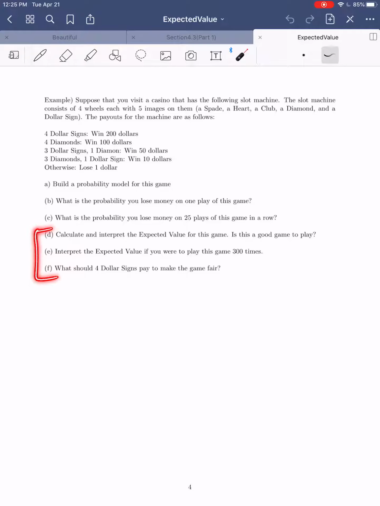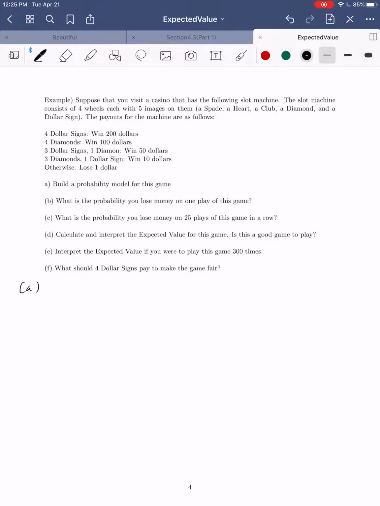Then in D, E, and F, we're going to turn to the expected value. We're going to calculate and interpret the expected value and decide if this is a good game to play. Then we're going to interpret the expected value if you were to sit down and play this game 300 times. And then finally, we're going to figure out how you would modify this jackpot in order to make the game fair.